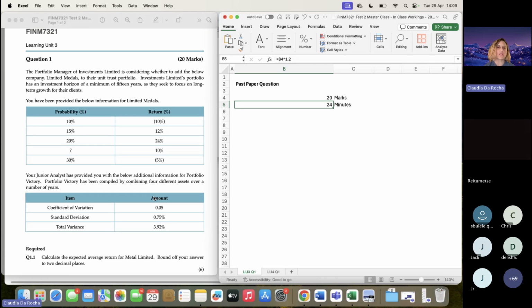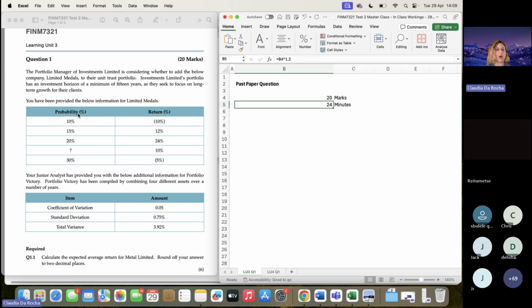All right, so it says the portfolio manager of Investments Limited is considering whether to add the below company, Limited Metals, to their unit trust portfolio. Investments Limited's portfolio has an investment horizon of a minimum of 15 years as they seek to focus on long-term growth. Okay, and then we're provided with the below information. So remember when I said, when I went through the formulas, how do you know which formula to use?